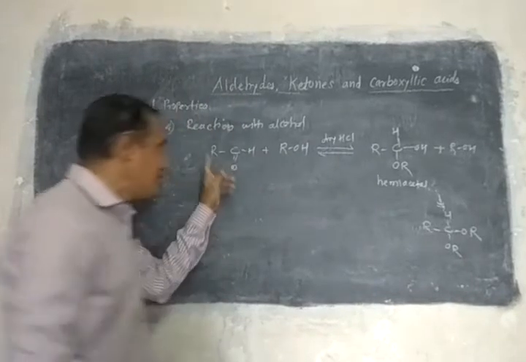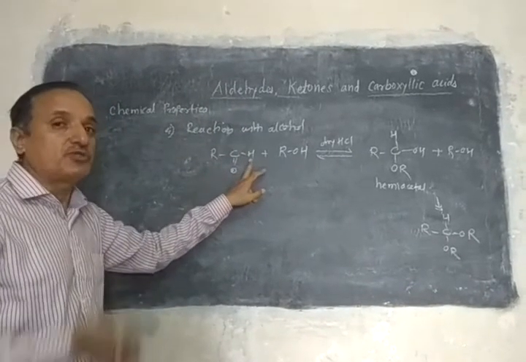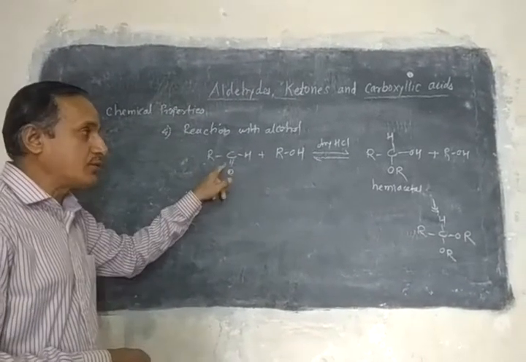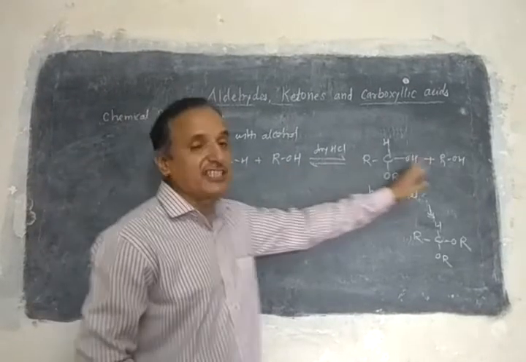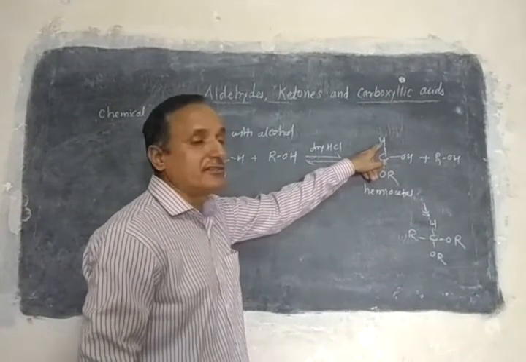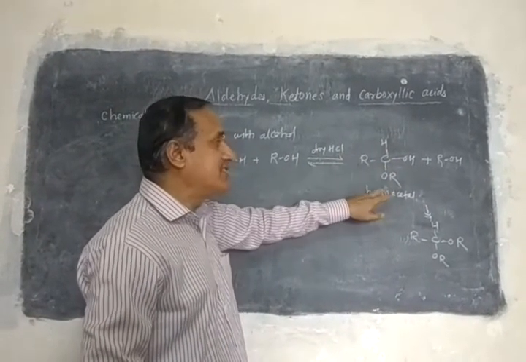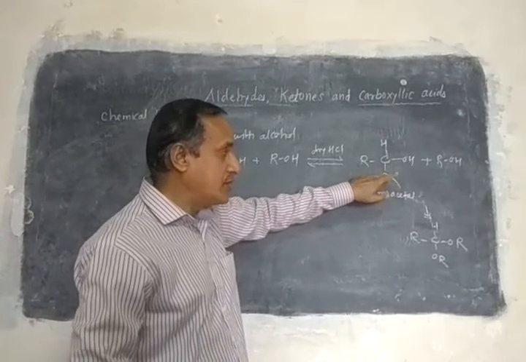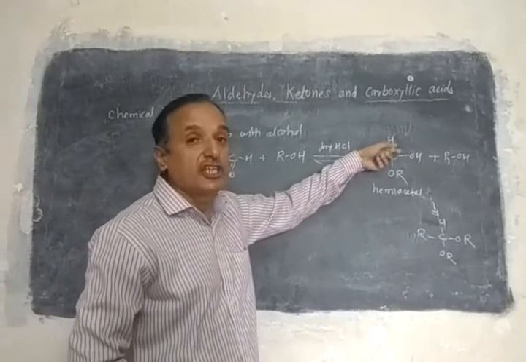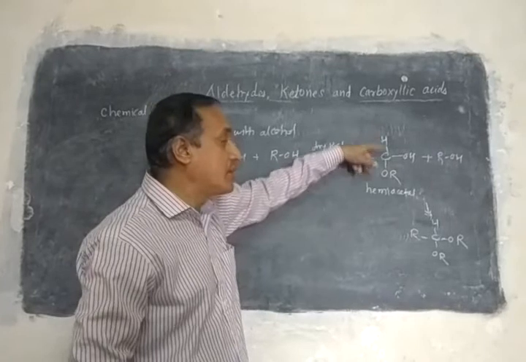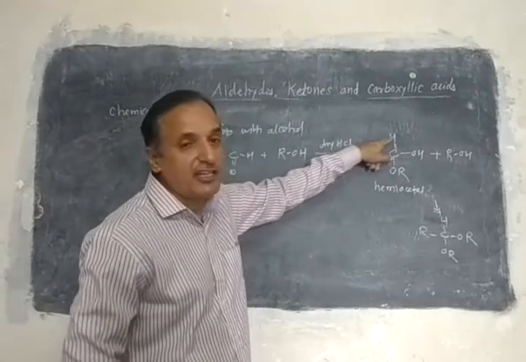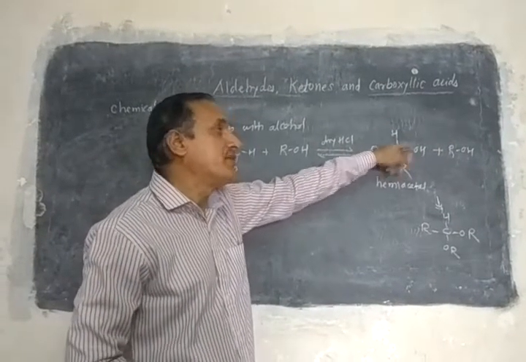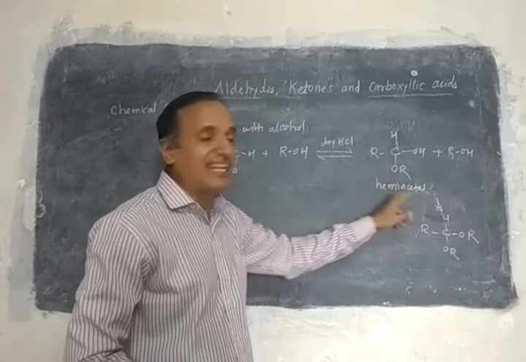Now, in place of the RH, if you take R, it forms the ketone. The same reaction will continue. Here also we get the R, so here we get the dialkoxy. Here we get the alkoxy ketone. If you take R here, we get an alkoxy alcohol, which is also called a hemiketal.